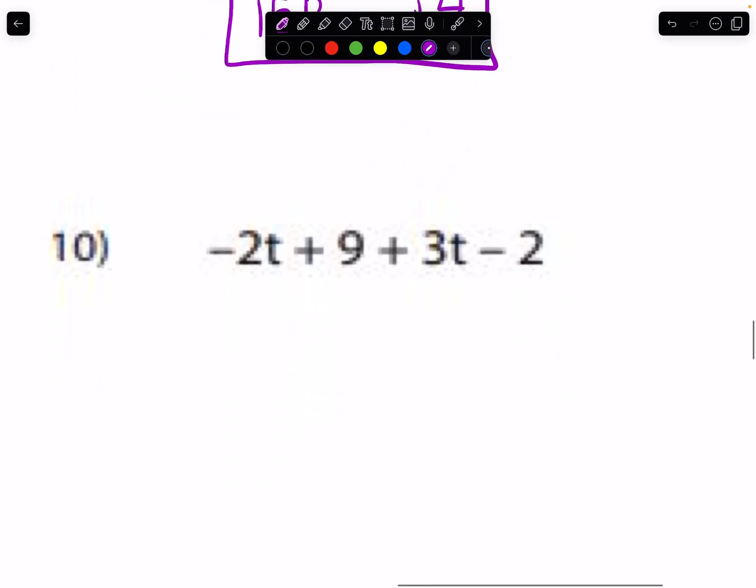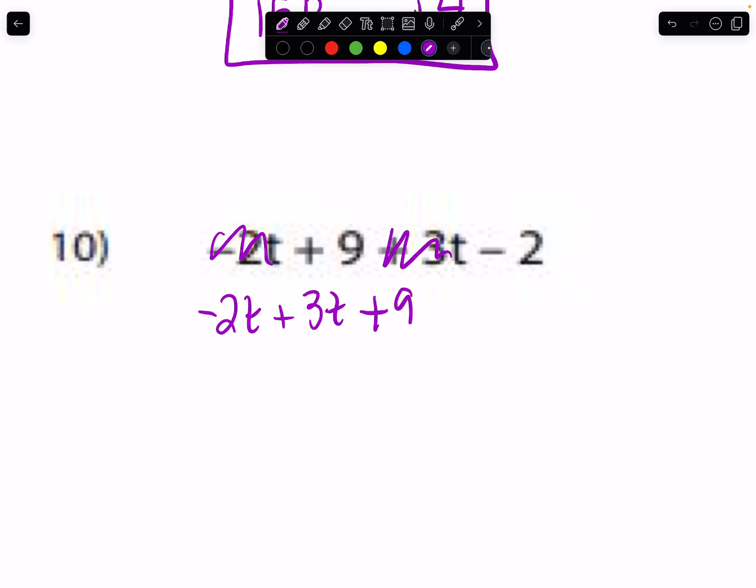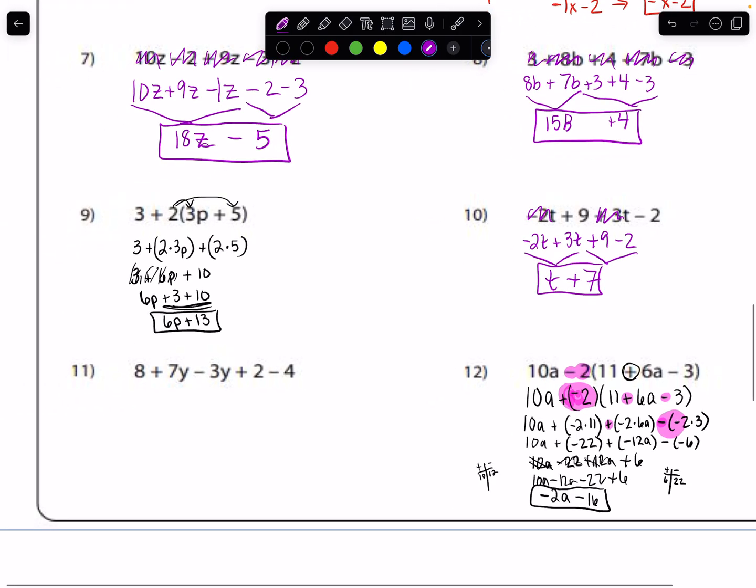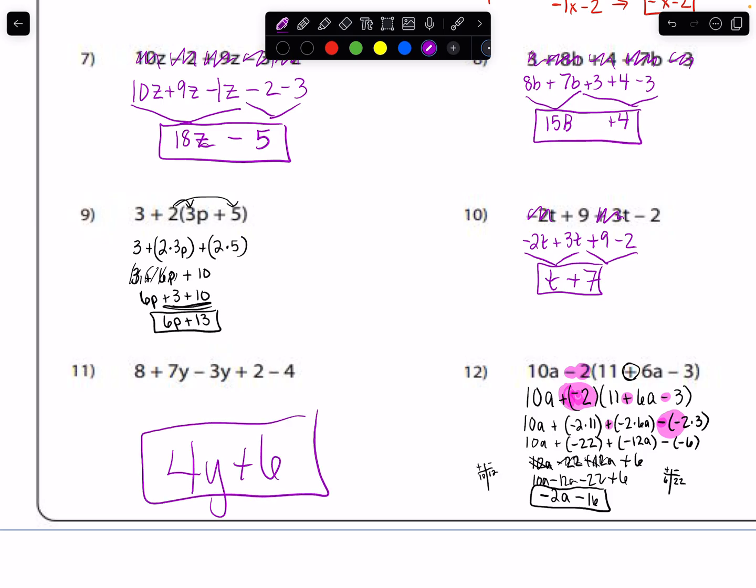And number 10. Negative 2t plus 3t plus 9 minus 2. Combine these, you get 1t. Combine these, you get plus 7. I think I have done, nope, one problem. On this one, I'm running out of battery, so I'm going to just put the answer. All right, I hope we've got mastery.